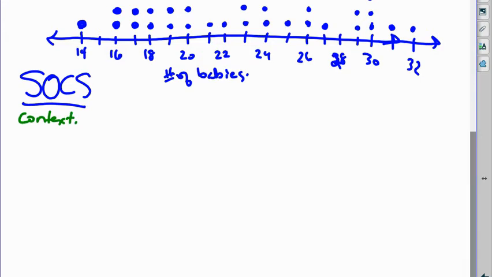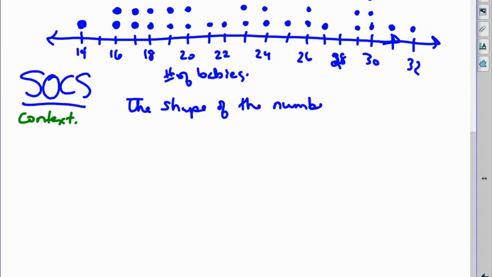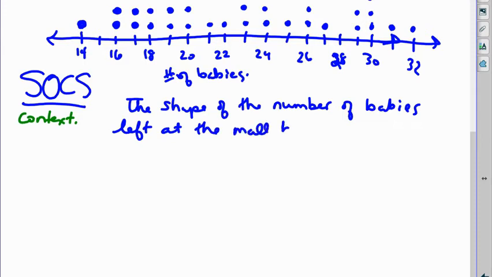Okay, so let's start this sentence with what we're talking about. The shape of the number of babies left in the mall babysitting service. See how I have context? That's context right there.